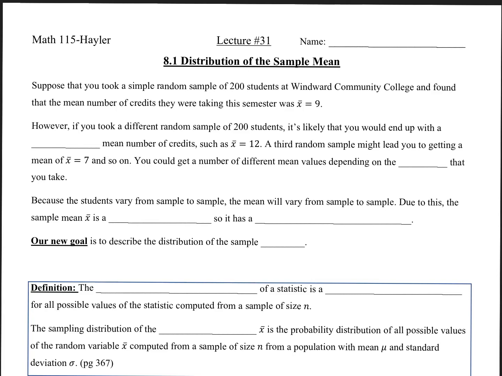Welcome to lecture 31, 8.1, distribution of the sample mean. Okay, let's look at an example.